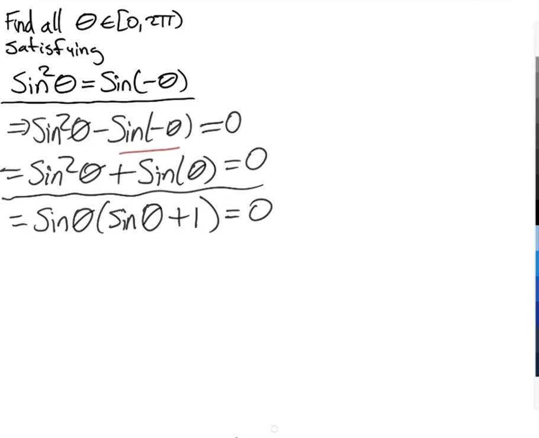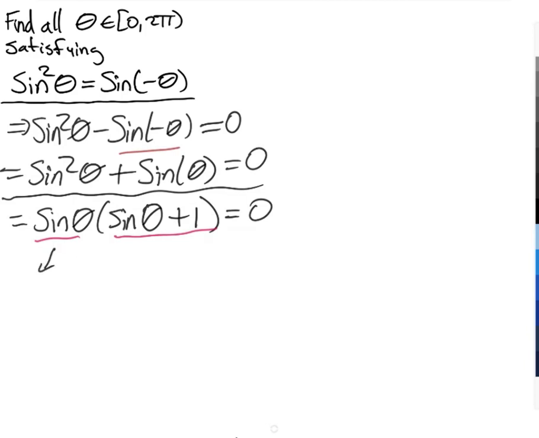Now we have two factors equal to 0. We have to recall that anytime we have two or more factors being multiplied and they are equal to 0, that means that any one of the factors could be 0. So this means that sine theta could be 0. It also means that sine theta plus 1 could be 0. So we need to examine each of these cases independently.